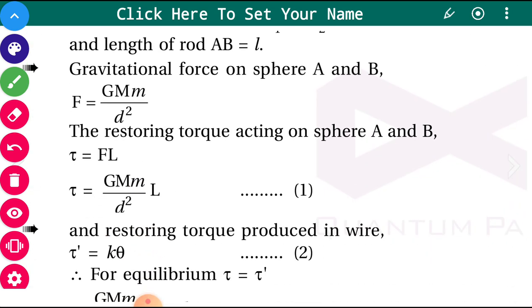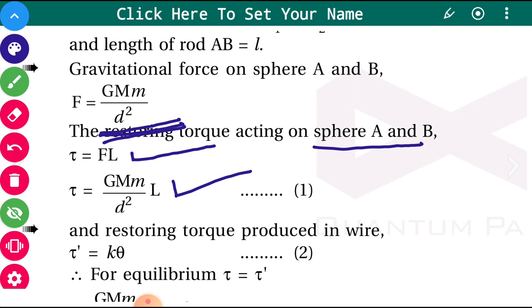The torque acting on this is force multiplied by the length: G M m upon d square into L. So this is not as such the restoring torque, but it is the torque acting on spheres A and B. Now the restoring torque. Try to understand, when the big spheres are removed, the system will come back to its original position.